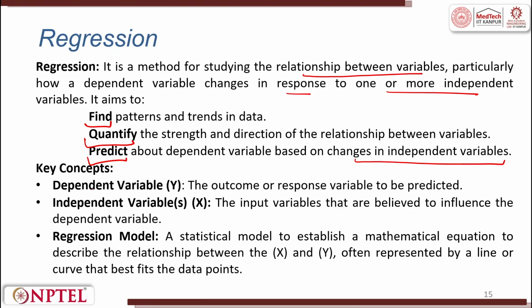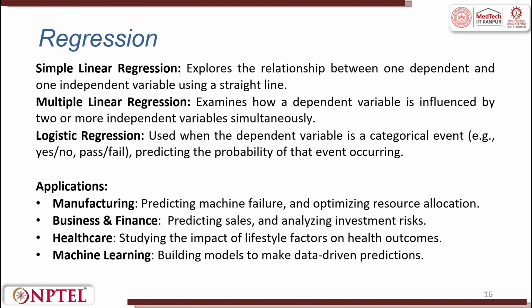Key concepts: there is a dependent variable that I call the response variable. This is the outcome or response variable to be predicted. There is an independent variable that I call factors, which are input variables that are believed to influence the dependent variable. This is a regression model, that is a statistical model to establish a mathematical equation describing the relationship between x and y, often represented by a line or a curve that best fits the data points. Simple linear regression, multiple linear regression and logistic regression are 3 types. There could also be nonlinear regression as well.